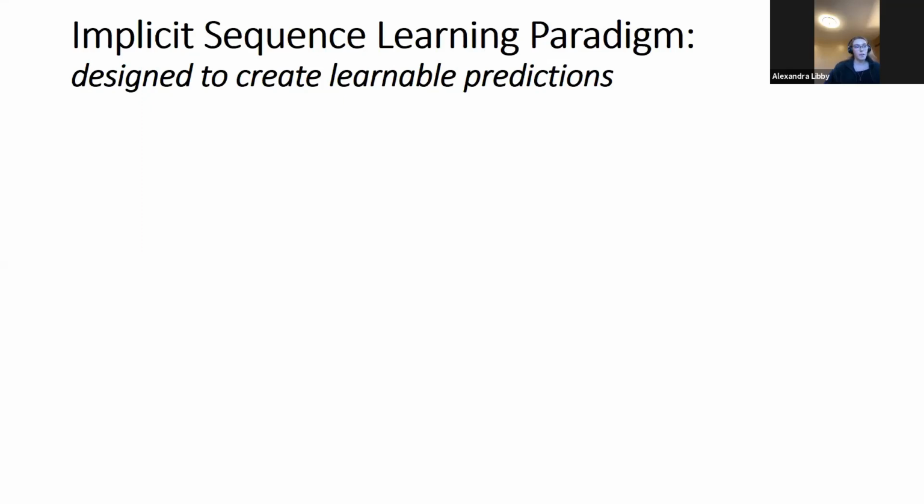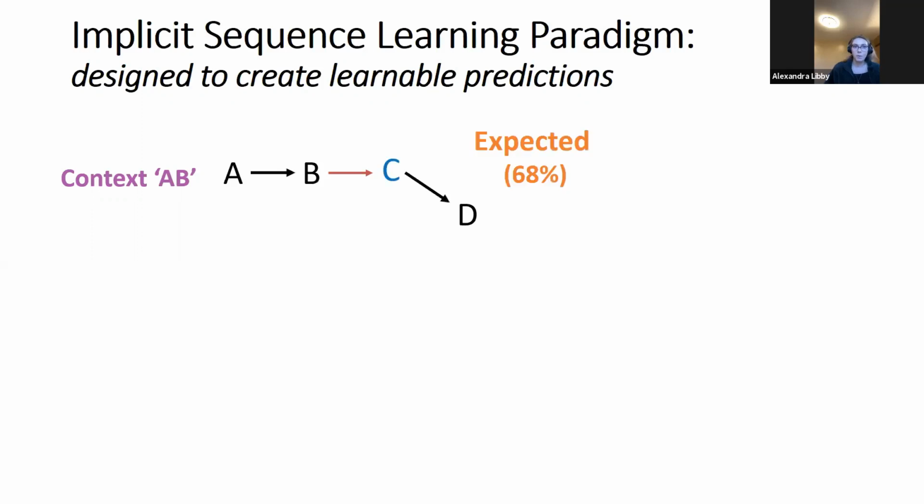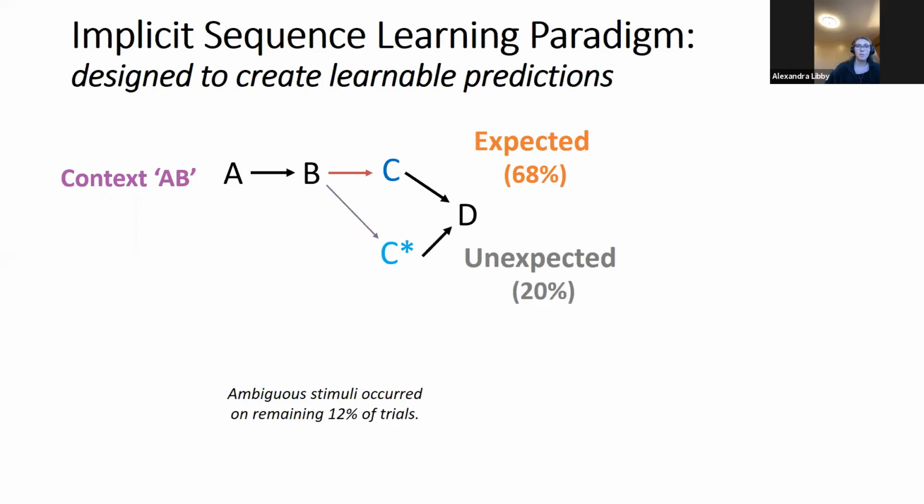Each sequence starts with a context, for example, A, B, where A is always followed by B and most frequently by C. These are expected sequences, and they occur about 68% of the time. On an unexpected trial, you might hear AB followed by C prime, and those occur 20% of the time. If you do the math, you'll notice 12% of the trials are missing, and this is because those were ambiguous stimuli, and I'm not analyzing those here, but we can talk about them offline if you want.